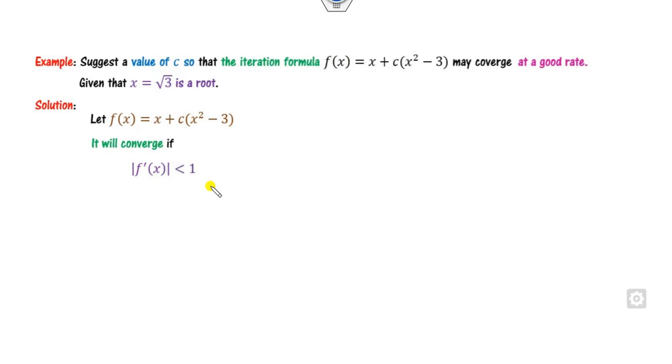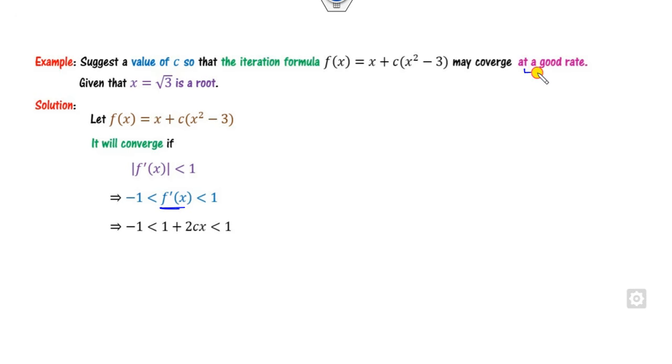So what is the condition for the convergence? We can see f dash is my g dash here. So I can write this number as this number also. Fine. I can find the value of f dash. What is the value of f dash of x? It is 1 plus 2cx. So I can substitute the value of 1 plus 2cx here.